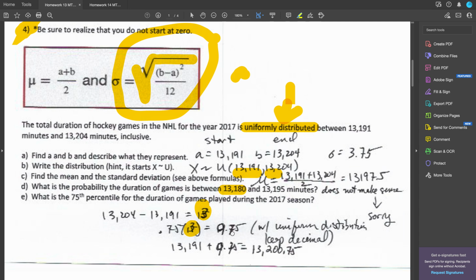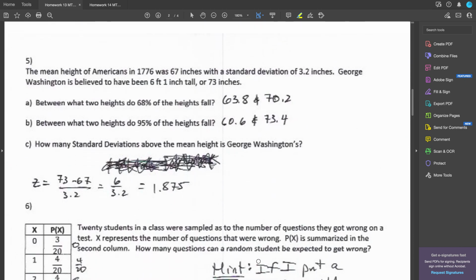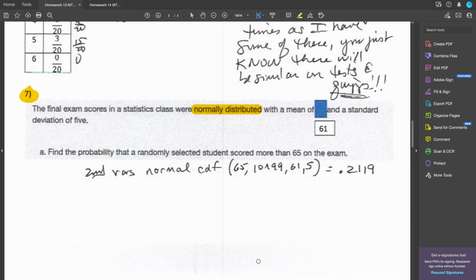The tricky part comes into play with what do we do with this 9.75? And you have to realize that it is added to the lowest score given, the A value. That lowest score in the entire distribution is 13,191. So then I've got to add 9.75 because that takes me 75% of the way to the last score. And when I add them up, I get 13,200.75. Okay? All right.